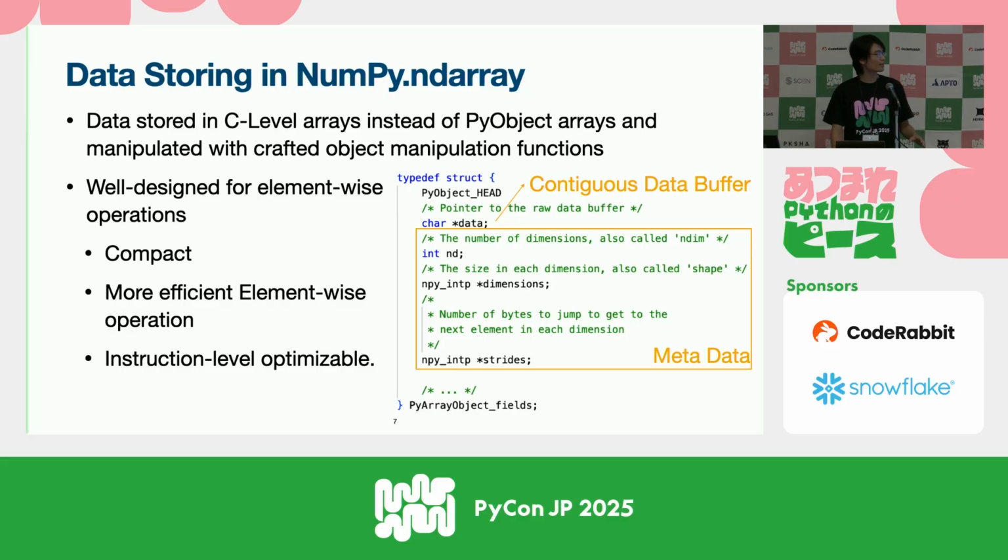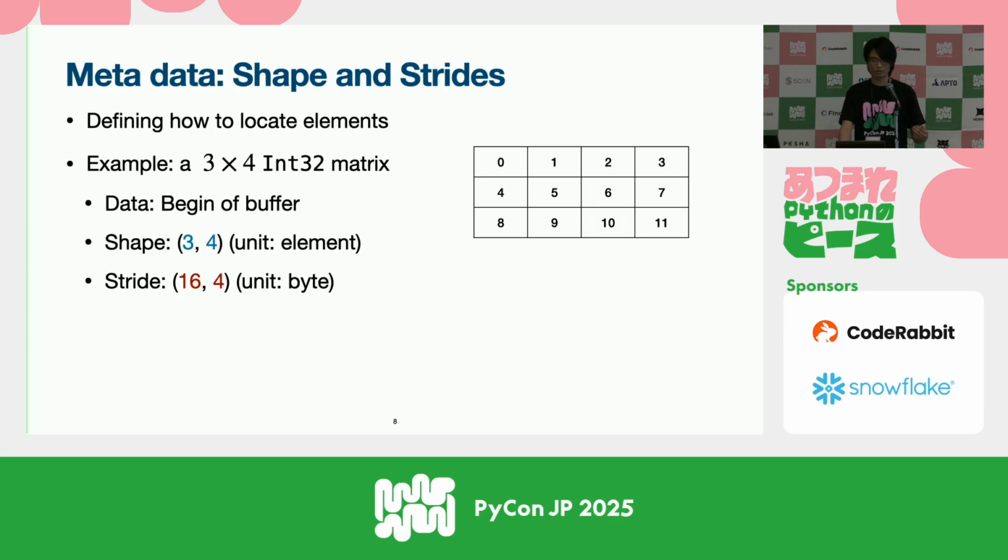And so on the right-hand side, you can see this is the definition of an ndarray. It contains a contiguous data buffer which stores the real values of the array. And then there is some metadata to describe the array. And the two most important are shape and stride. They are used to locate the elements of the array.